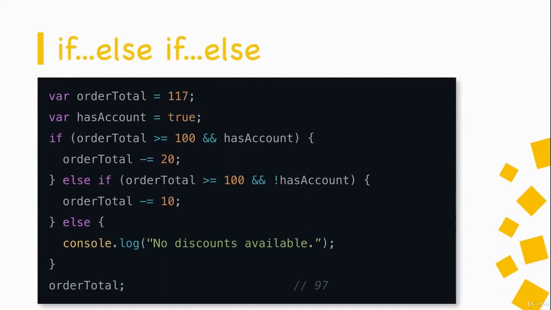So if hasAccount is true, then the first condition gets executed. If hasAccount is false, then the second condition is executed. And otherwise, we log to the console, no discounts available. And that's how this whole code will work.